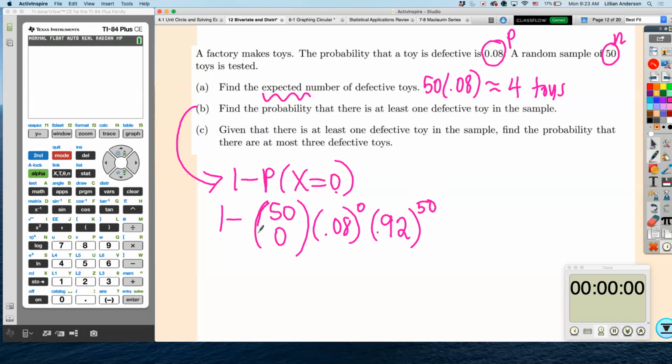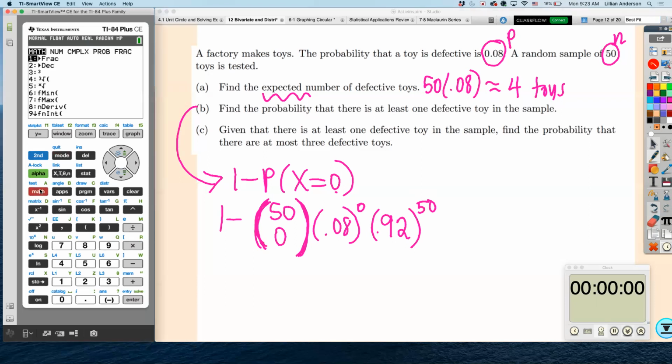Who remembers where to find this notation? You already know what that value is. Math, PROB, option 3, nCr. So 50 is my N, 0 is my R. For some of you, you might actually have to type the number first, then do math, PROB, option 3. So some of y'all might actually have to do 50, math, PROB, option 3, so that way it can pop up or generate.